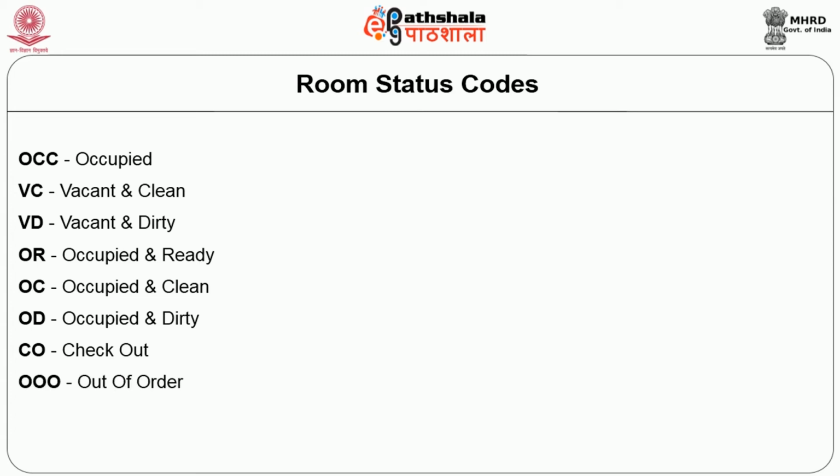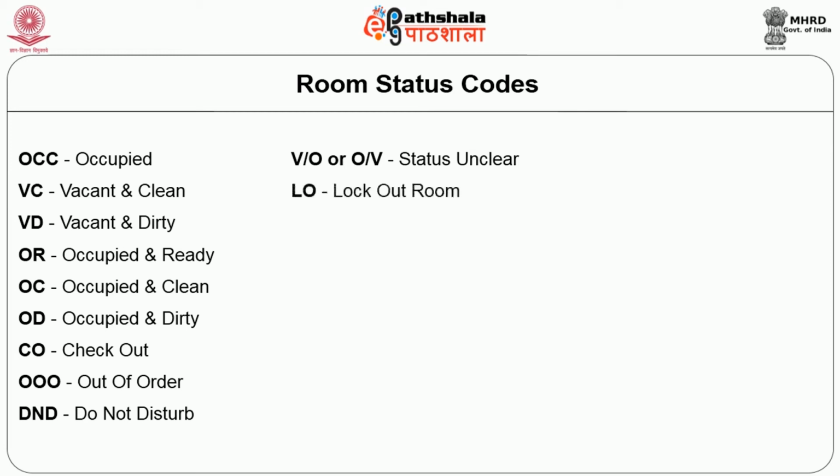OOO, the triple O, denotes the out of order rooms, which are currently not available for sale and are blocked. DND means do not disturb cards, which are usually put as tags by the guest when they are in private meetings and so on. VO or OV is status unclear, so we have to check with the front desk or the housekeeping department to see the status of the hotel rooms. LO means the lockout rooms. DO means due out rooms.